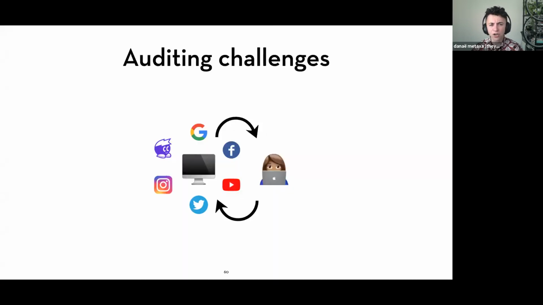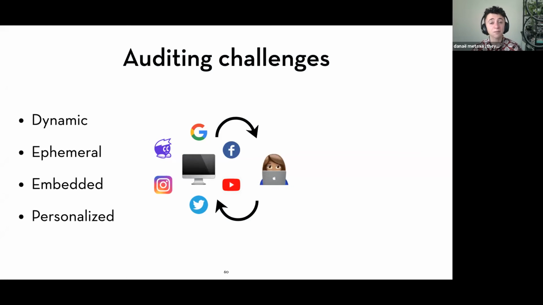So as I said earlier, there are these 4 key challenges to studying sociotechnical systems. They are dynamic, ephemeral, embedded, and personalized. And research like mine closes this loop, connecting the socio and technical parts of these systems using a combination of computational and behavioral science strategies. But the overhead to doing this kind of work, as we've seen, is really significant. So for each website we want to study, we need to build new custom infrastructure, and that infrastructure only allows us to study one website at a time in general.